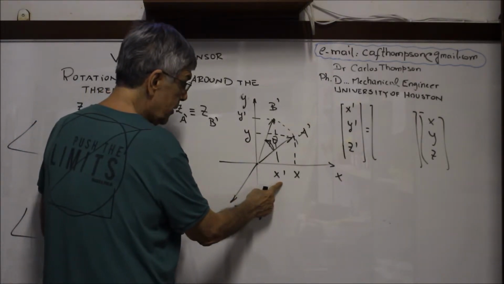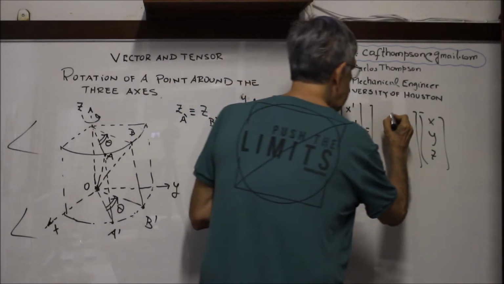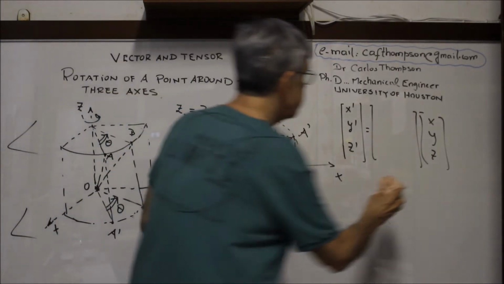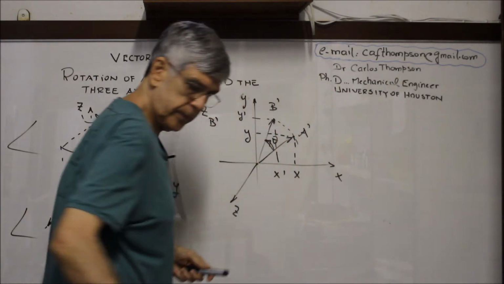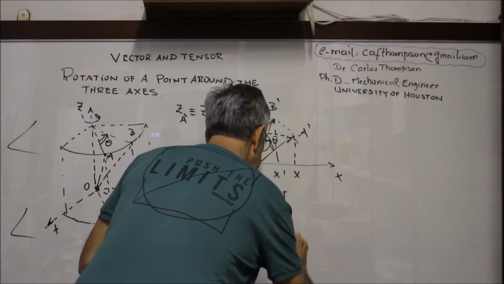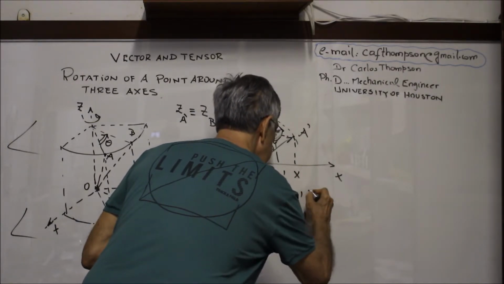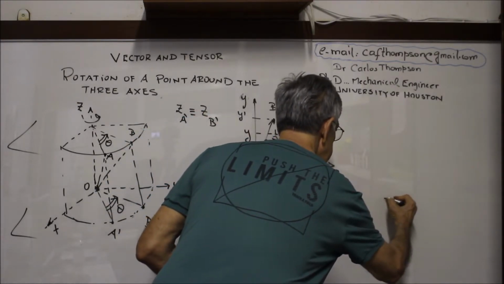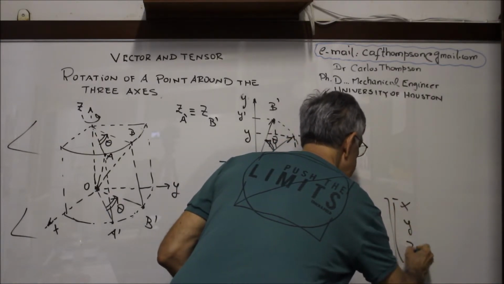X prime is less than X. For sure. Okay, I will erase here and put a bigger matrix. I'll write down here. It's better. I have more space. So, this is X prime, Y prime, and Z prime is equal. This is my matrix, and this is X, Y, and Z.